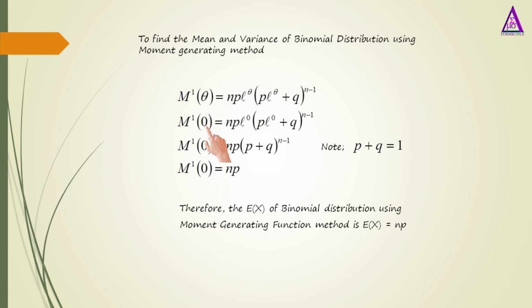And when our theta is equal to 0, equation 2 gives us np exponential raised to power 0 into the bracket p exponential raised to power 0 plus q, raised to n minus 1. In equation 3, we know that exponential raised to power 0 will be 1 by pressing our calculator. So therefore, in equation 3, we have np into bracket p plus q, close bracket, raised to power n minus 1. Based on the binomial rule, we know that p plus q equals 1. Our expected value using the moment generating method of binomial equals np.